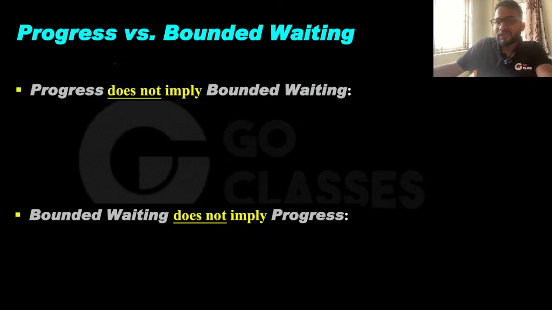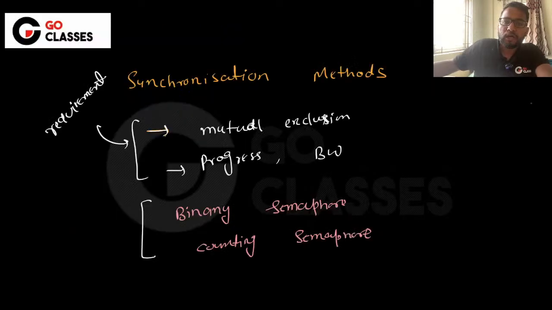Now let's see if progress and bounded waiting have any relation. First of all, intuitively you can say there should not be any relation. Can anyone tell me why? Because if progress implied bounded waiting, or bounded waiting implied progress, then I should not be having different conditions. I should just be having one out of those three conditions I mentioned: mutual exclusion, progress, bounded waiting. If one implied another, I should have just one of them. Why would designers have these two conditions? Since no one implies the other, that's why I do have these two different conditions, right?